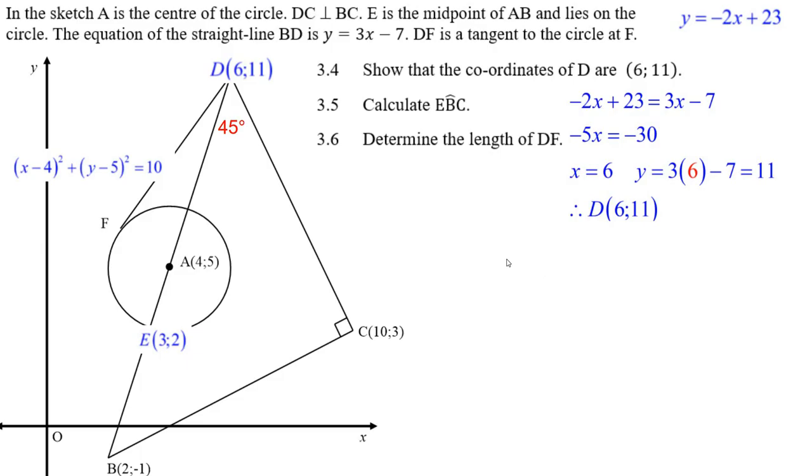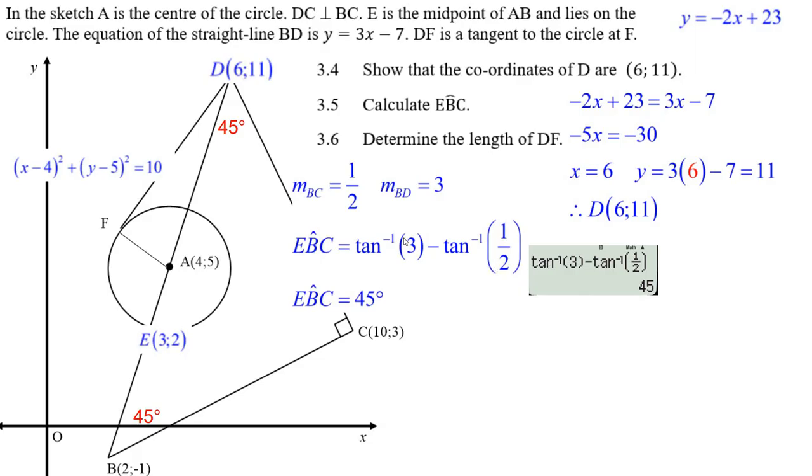Calculate the angle EBC. EBC, this angle right in here. Well, we've got two lines, and we know the equation. We know the gradient of this line is 3. We learned that the gradient of this line is a half. All we have to do is get their angles of inclination. And how do we do that?